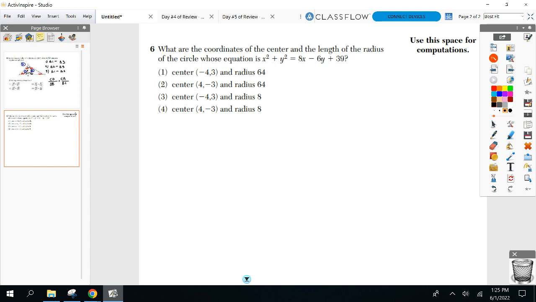Classic Regents. What's the center and radius? All right, first thing we need to remember is the equation of a circle. So let's get that jotted down. Equation of a circle. I'm going to make you guys work.